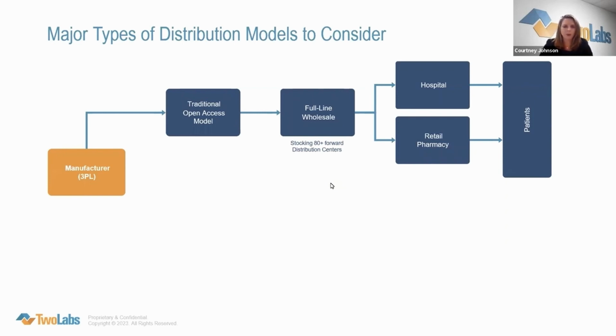different forward distribution centers that will house the manufacturer's product and then send it on to various different customers. Simplified here is to show the hospital market or acute market and also to retail pharmacy. So this is the main path for products to get to retail pharmacies and then ultimately on to the patient.